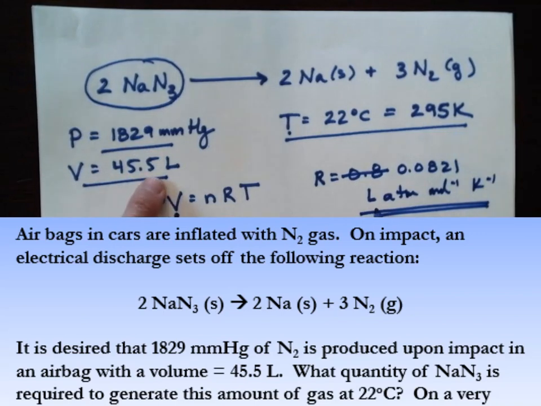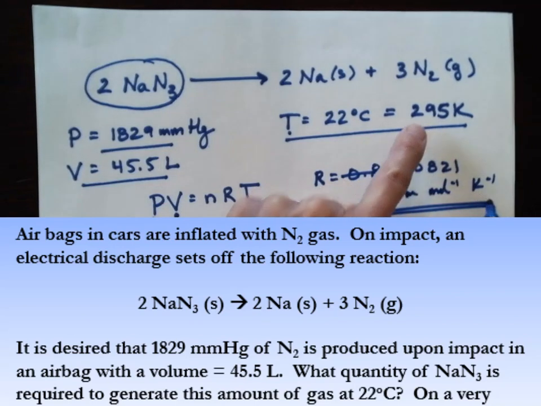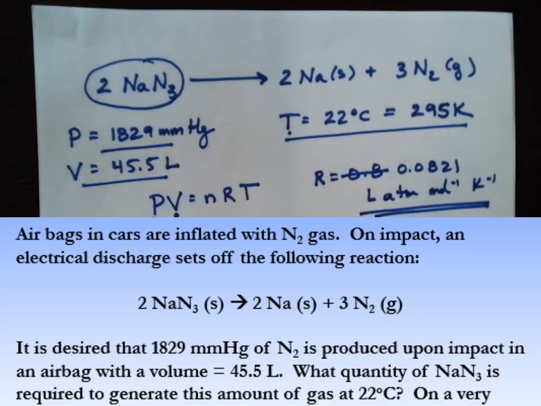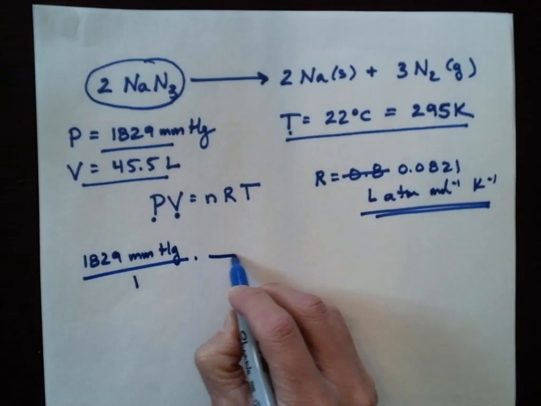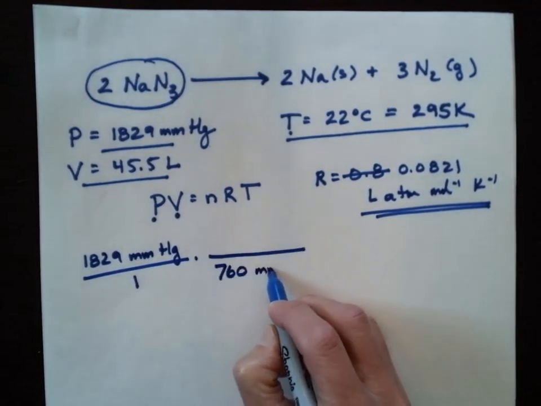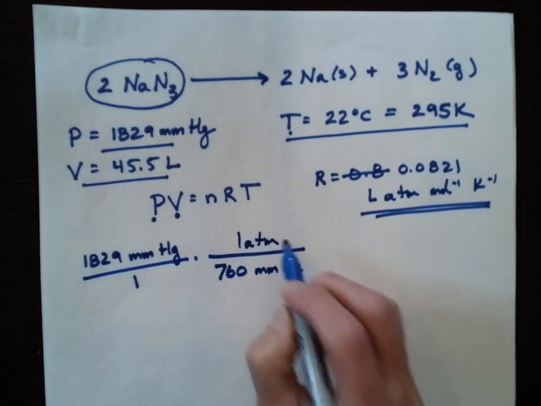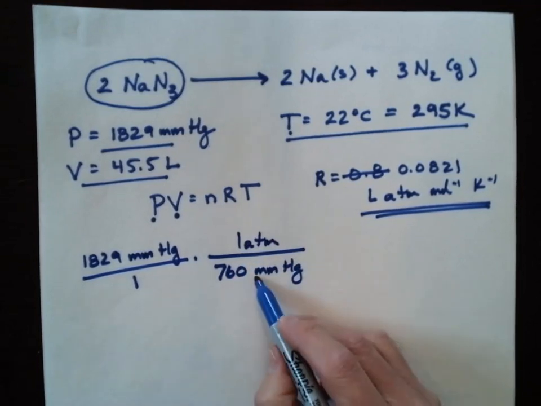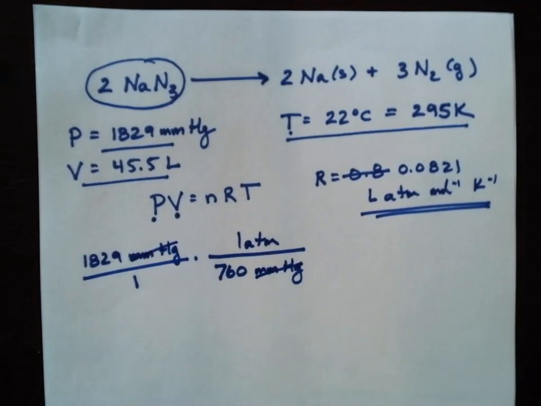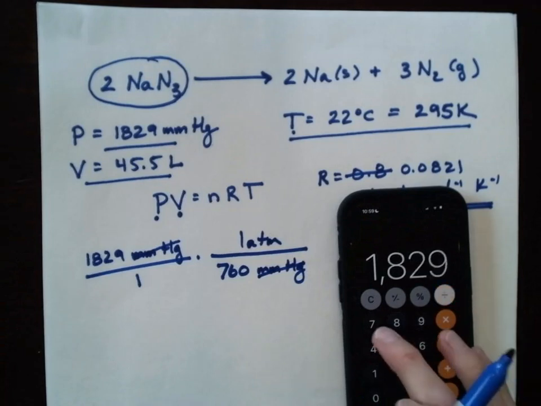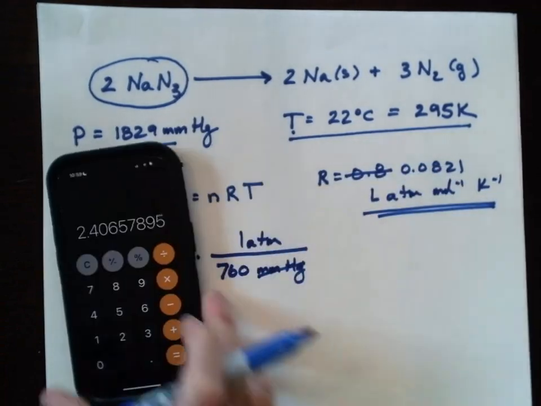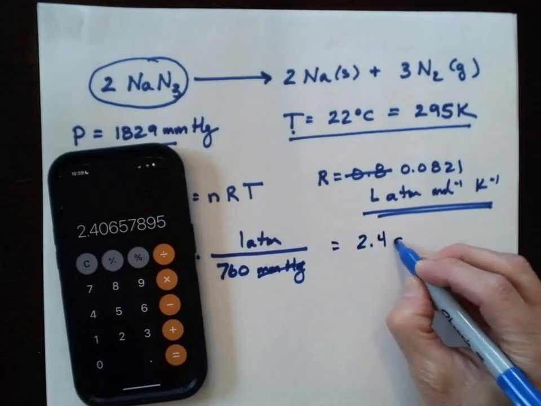And I see my liter is fine, but my pressure is not. Pressure here is atmosphere, but the pressure given in the problem is in millimeters of mercury. Of course, I already converted to Kelvin. So we need a conversion here. 1829 millimeters of mercury. We want to convert that to atmospheres, and we recognize that there are 760 millimeters of mercury in an atmosphere, noting that I put the millimeters of mercury on the denominator to cancel the millimeters of mercury on the numerator. 1829, we're going to divide that by 760. Looks like we want about 2.4 atmospheres pressure to inflate the bag quickly.